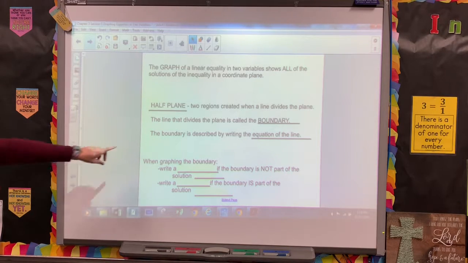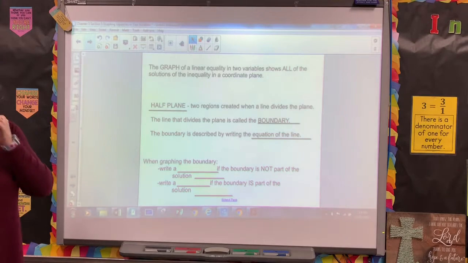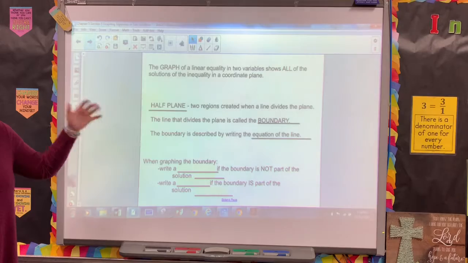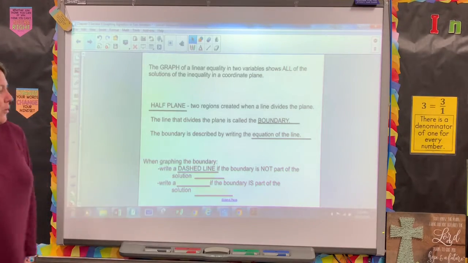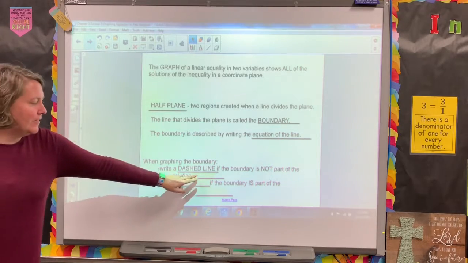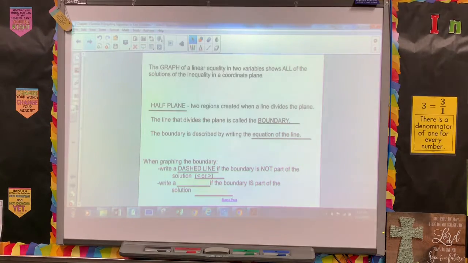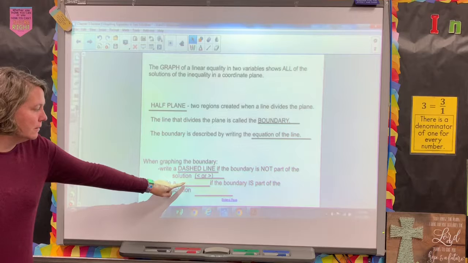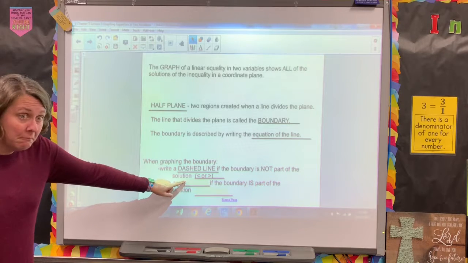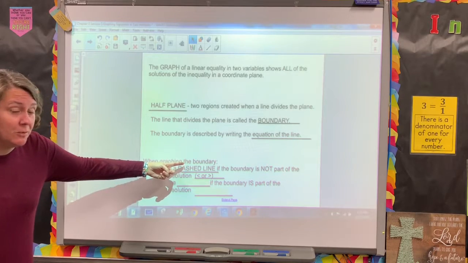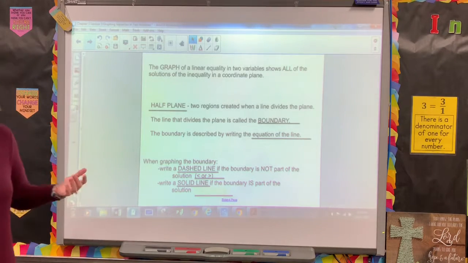So to find the boundary line, you pretend that the inequality is an equal sign and you solve. The first thing you're going to do when graphing a linear inequality is to figure out what the boundary is. It's dashed if it's not part of the solution, and if it is part of the solution, what kind of line? A solid line, because when it's equal, it's a solid line, right?